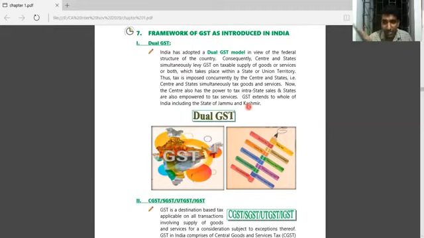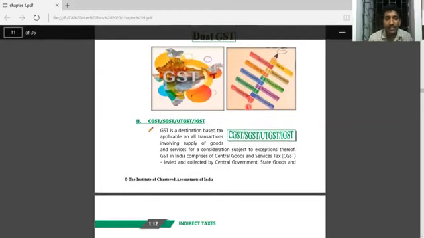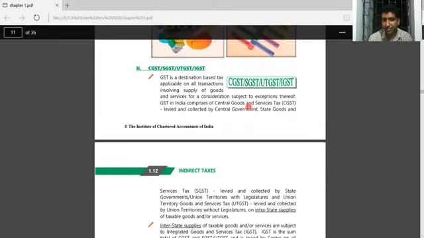Earlier we saw that service tax was levied exclusively by the central government. Now state government can also tax services, so a share of the revenue will be received by the state government. Earlier VAT was levied only by the state government. Now central government can also levy tax on the same, so a portion of the revenue will be received by the central government also. So all the revenues are mutually split between central government and state government. CGST, SGST, UTGST, IGST, we have seen.